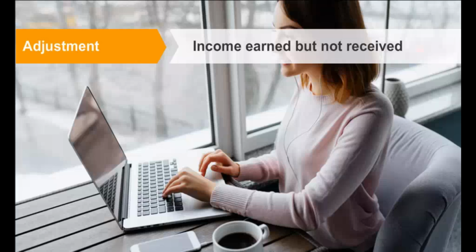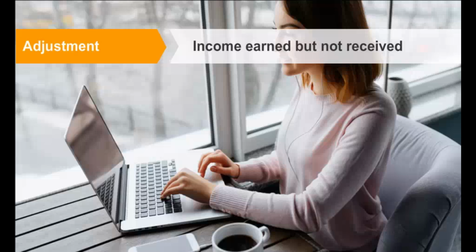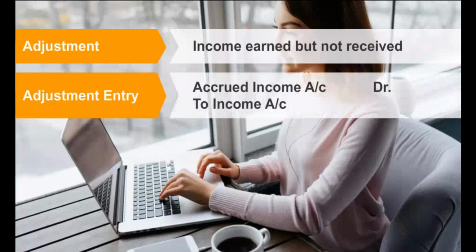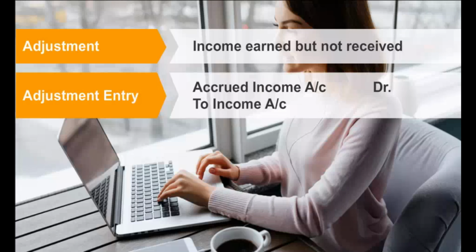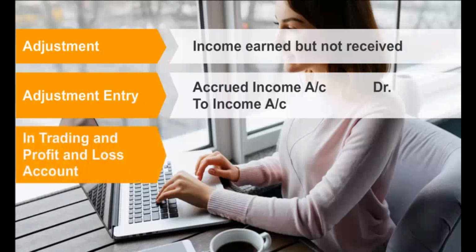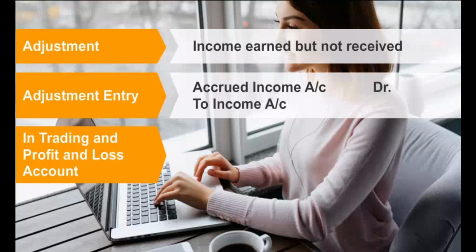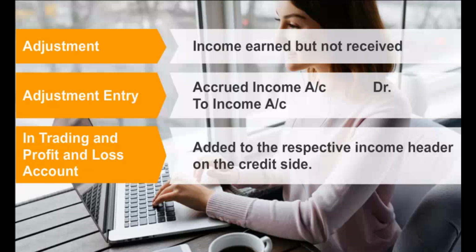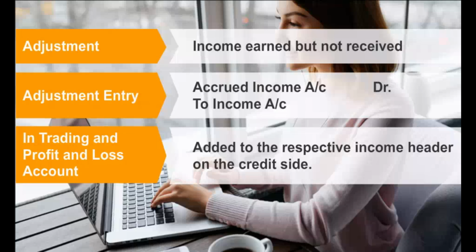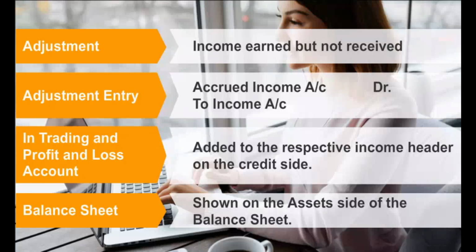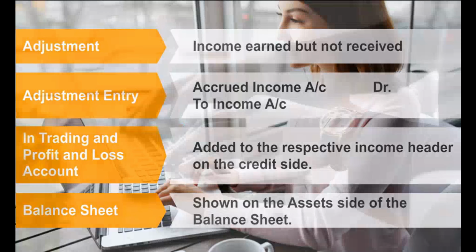Adjustment: income earned but not received. Adjustment entry: accrued income account debited to income account. In the trading and profit and loss account, it is added to the respective income header on the credit side. In the balance sheet, it is shown on the asset side of the balance sheet.